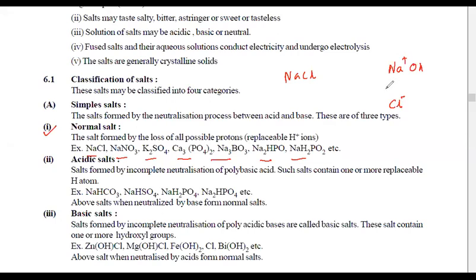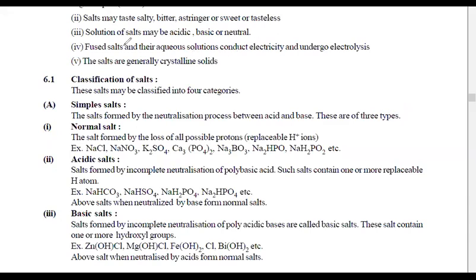Now, when we talk about this Cl-, it is the conjugate base of an acid, which is HCl. Now think about it: this NaOH and HCl, what kind of base and acid are they? They are a strong base and a strong acid. So when we talk about normal salts, which are basically neutral salts, they are generally the salts of a strong acid and a strong base of comparable concentration.